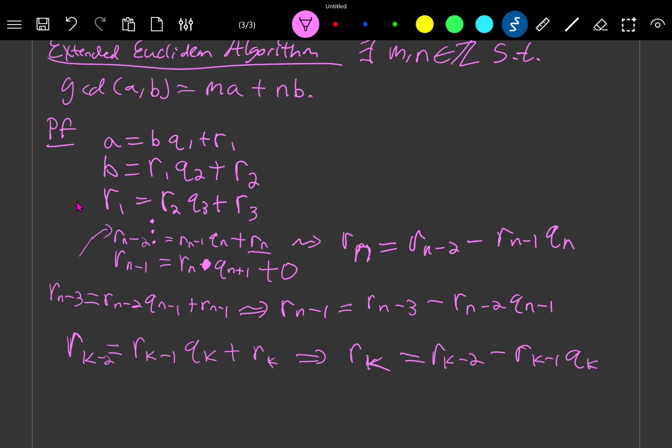And to make this simpler, because we also want to include a and b at the very end, let's call b R sub 0 and a R sub negative 1. So we want to show that R sub n is equal to some a times R sub negative 1 plus b times R sub 0. That's our goal.